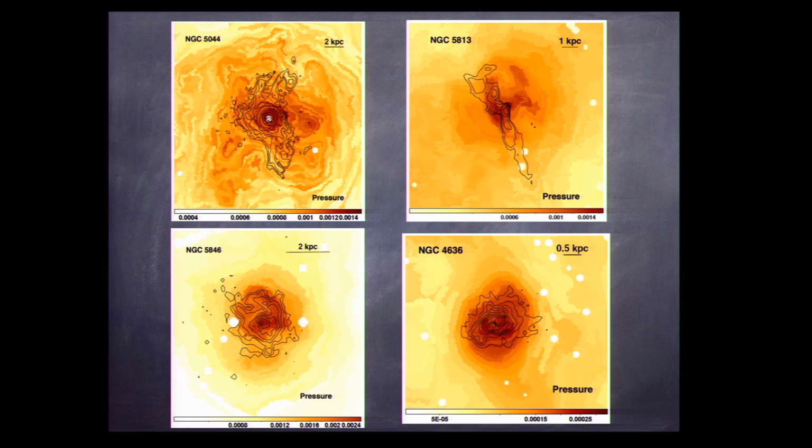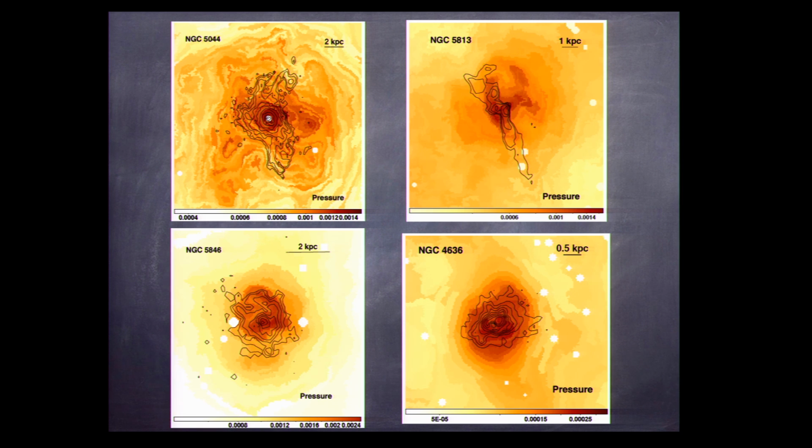Okay, I have just 2 minutes, so I will just continue. All the galaxies which contain lots of cold gas look very disturbed. These are X-ray pressure maps. Look, for example, at NGC 5813. This is that galaxy with lots of bubbles.